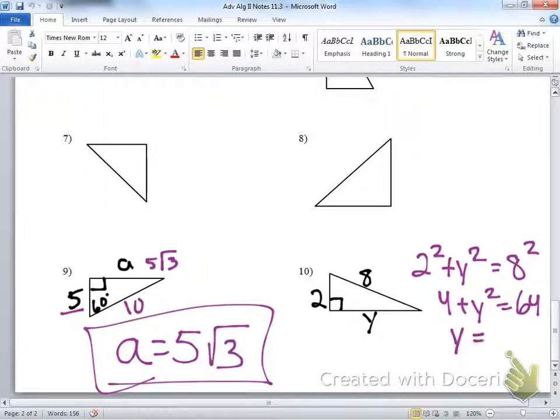Subtract 4, so y squared equals 60. Square root of 60, 7.7. Unless you want to do a tree. We gotta do a tree. It says to give an exact answer when possible. 2 root 15. So 4 goes into this 15 times, and then 2 and 2. Y equals 2 root 15.